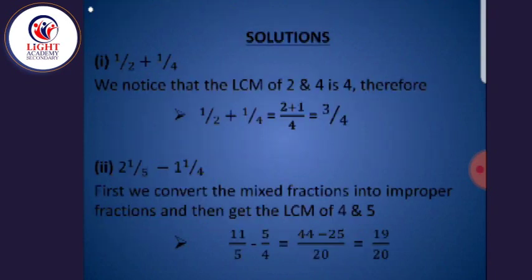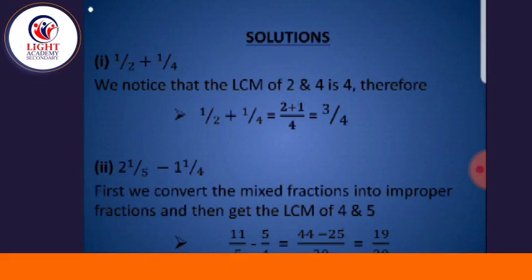In Roman 1, we have a half plus a quarter, and in Roman 2, we have 2 whole numbers, 1 out of 5 minus 1 whole number, 1 out of 4. We are going to start with Roman 1. Step 1 in Roman 1 is to first get the LCM of 2 and 4, so that we can get a common denominator. We can see that the LCM of 2 and 4 is actually 4.